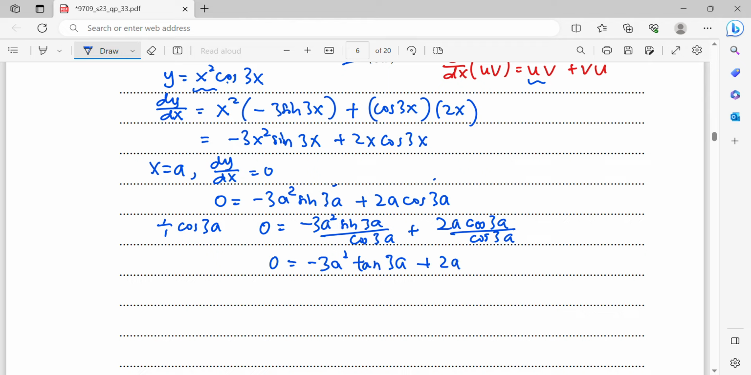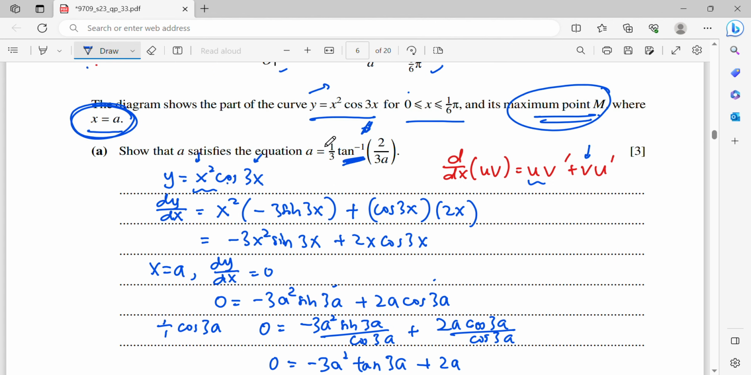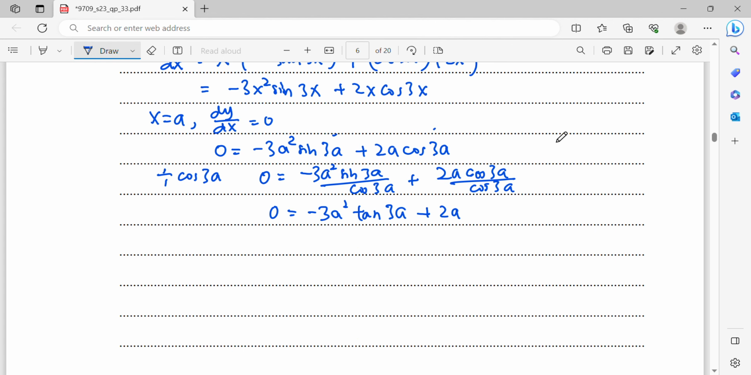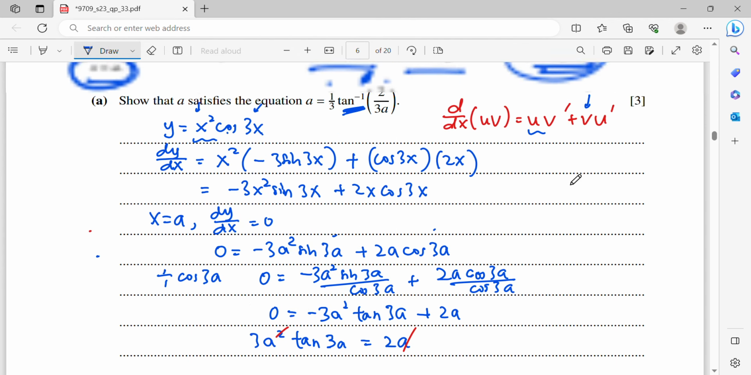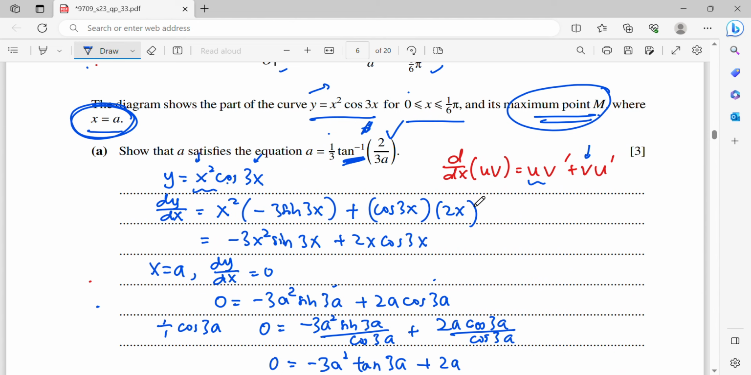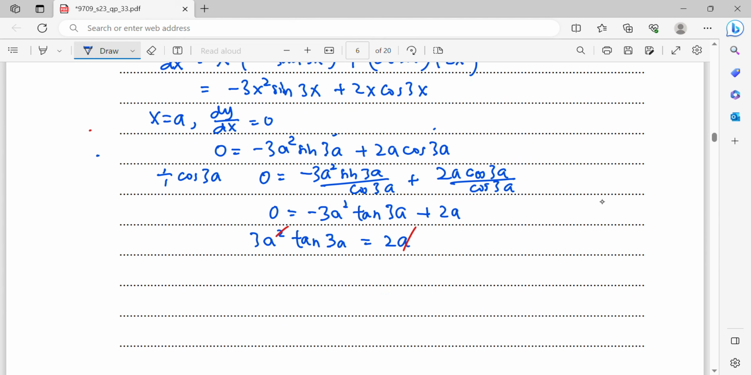I don't want to have any minus, so both terms should be plus. Then I will move this 3a squared tangent 3a to the left-hand side. And now the a can be cancelled off. This a cancels off, this still has an a. When you look at the question, we need to get 2 over 3a before the inverse tangent. So this 3a will be moved down.